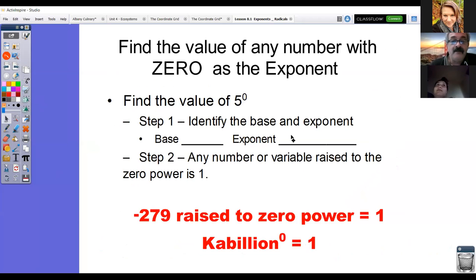All right, so 5 to the zero power. Any number or variable raised to the zero power is 1. It's just a rule of math. So negative 279 raised to the zero power is going to be 1. A kabillion raised to the zero power is going to be 1. Doesn't matter. Anything to the zero power is 1. B to the zero power or x to the zero power is going to be 1.